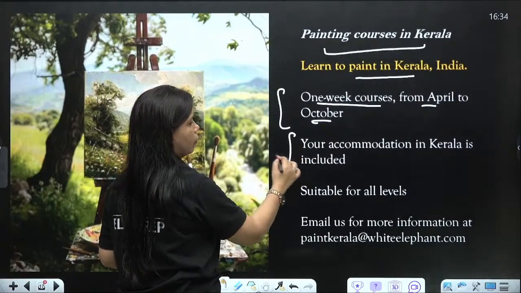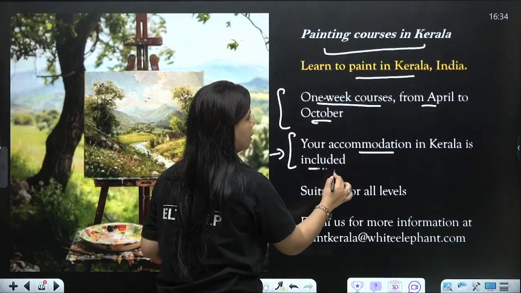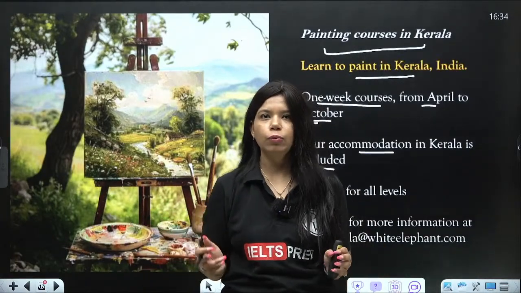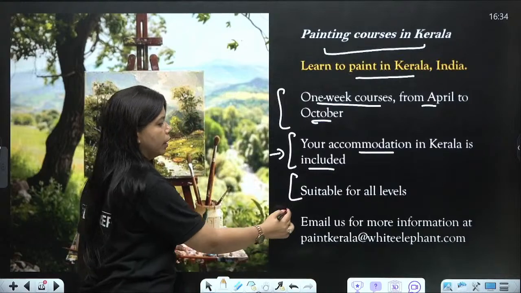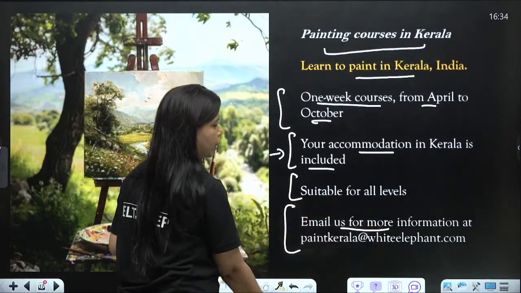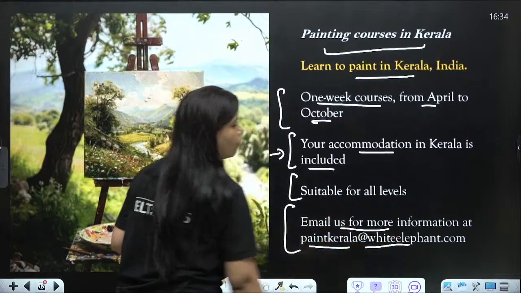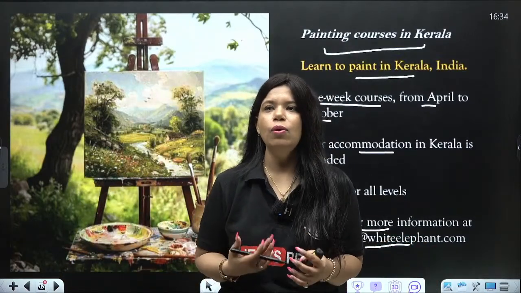Then they are also giving you information that your accommodation in Kerala is included. That means if you go to Kerala for this painting course, whatever fees you are paying, you will be given a place to stay. Accommodation means a place to stay. Suitable for all levels. That means if you are a beginner in painting, or if you are an advanced level painter, it is suitable for all levels. Then they have written here, email us for more information at paintkerala@whiteelephant.com.